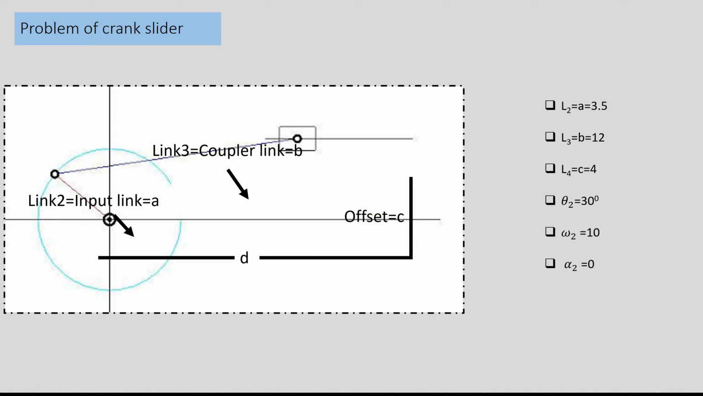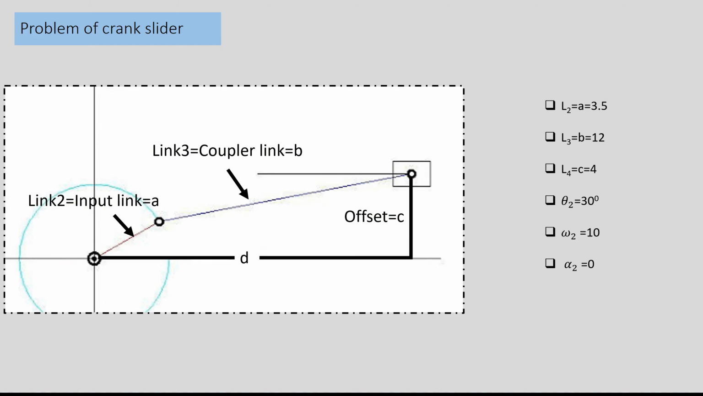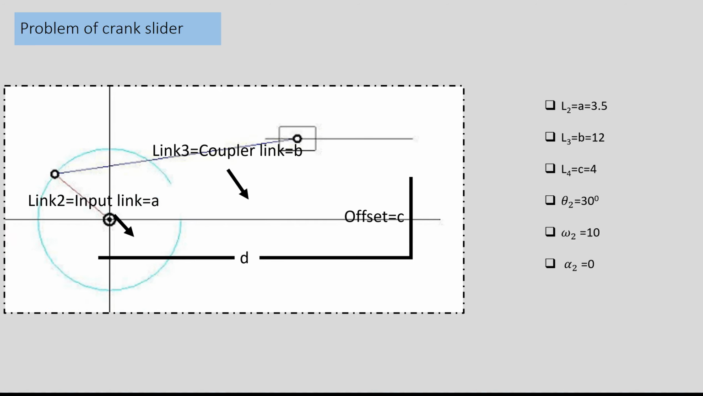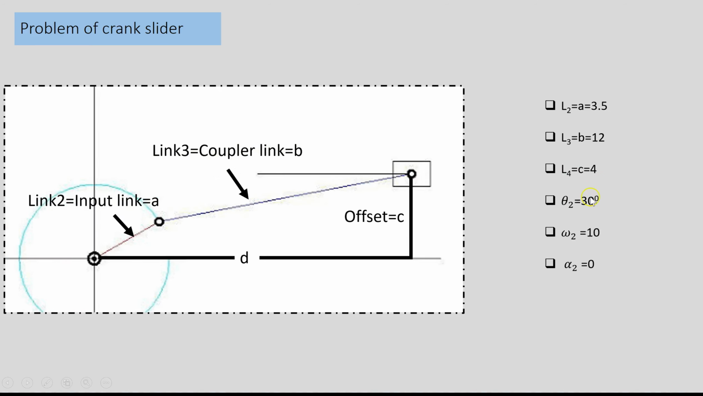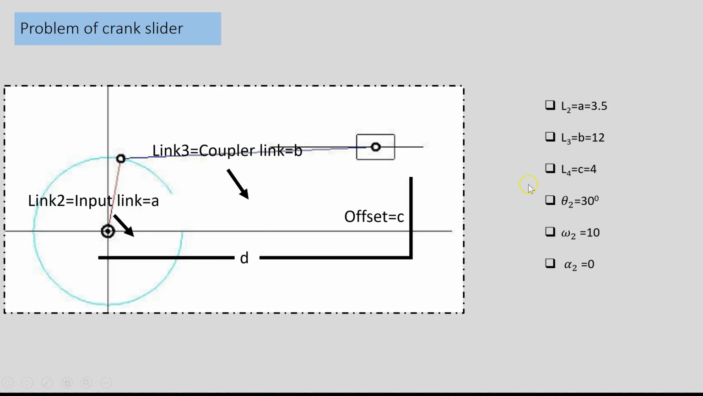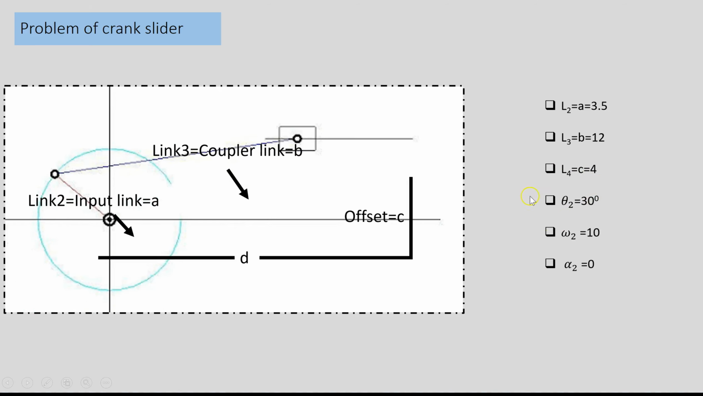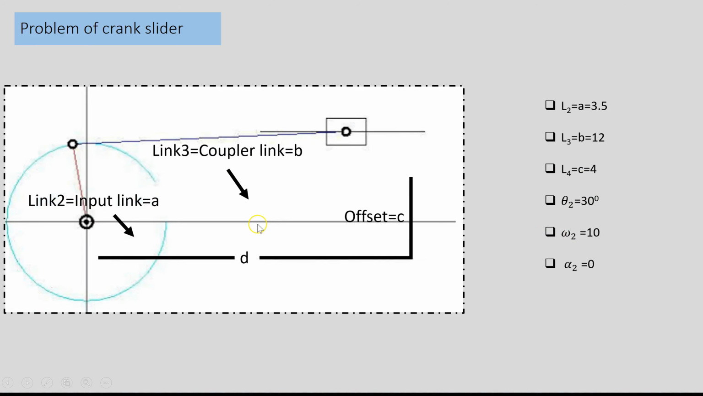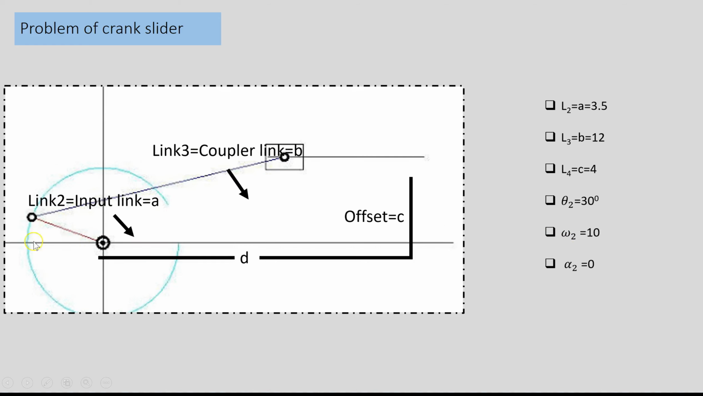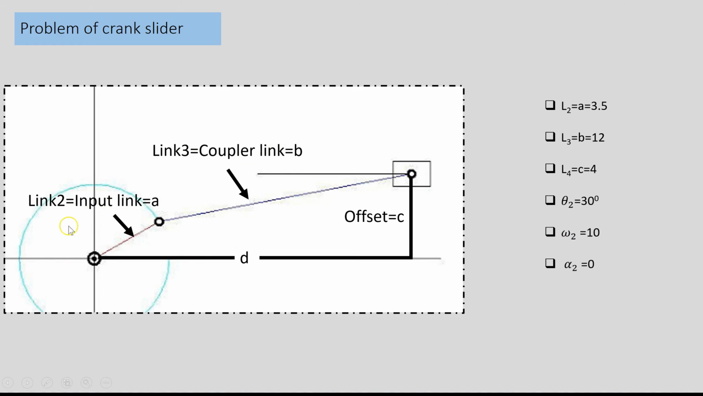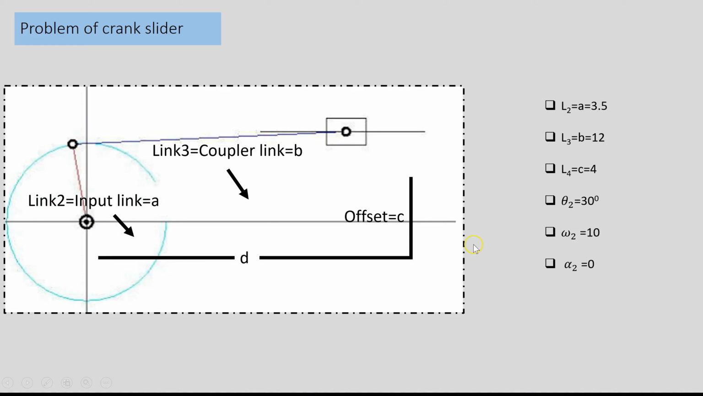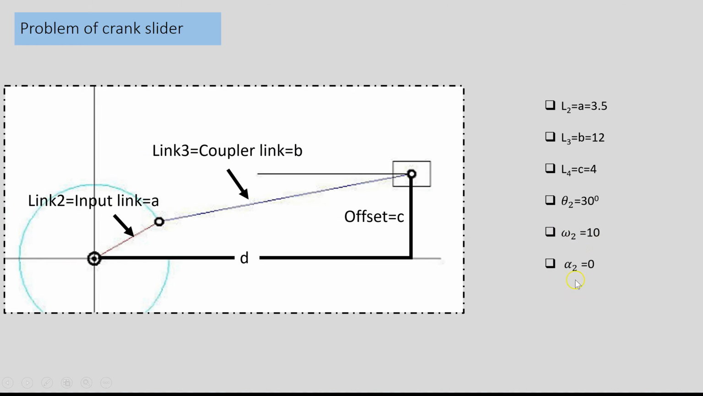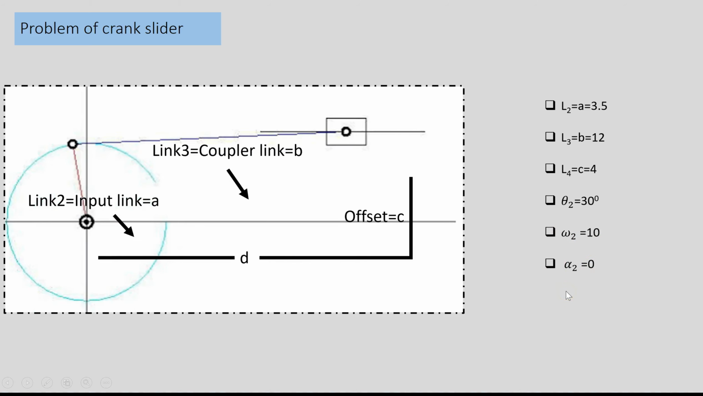Alright, so let's consider that the input length is 3.5 millimeter, the coupler length is 12 millimeter, and the offset is 4 millimeter. The input angle is given to us as 30 degrees. The crank or the input is rotating in the counterclockwise direction. Let's consider the angular velocity is 10 radian per second and the angular acceleration is 0.